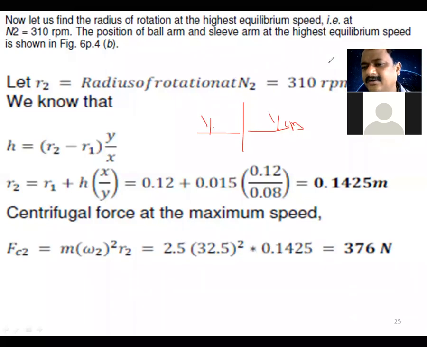Therefore its position is not changing much, and the centrifugal force is also not changing much. Centrifugal force FC1, how much was it?